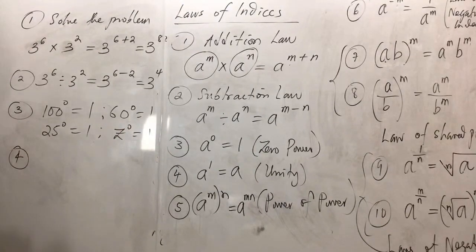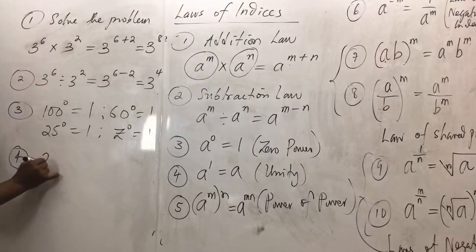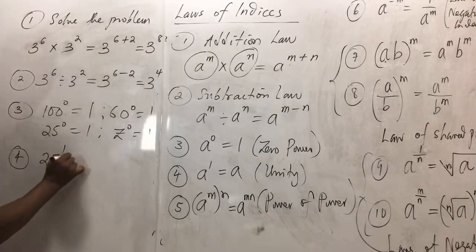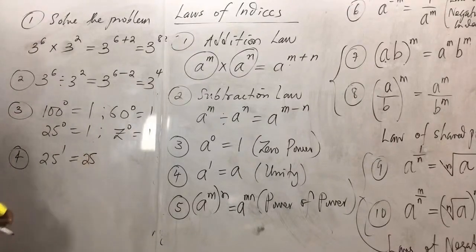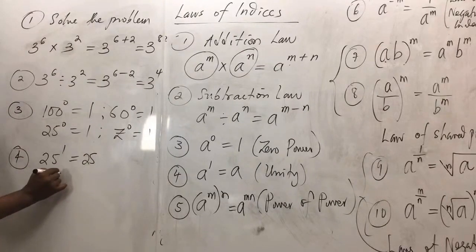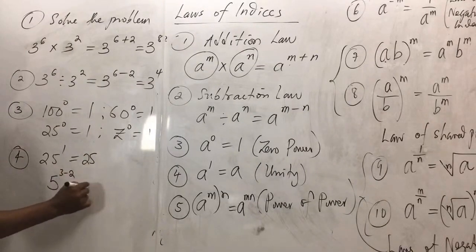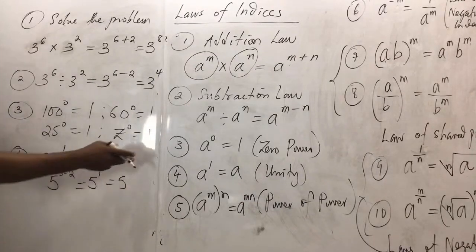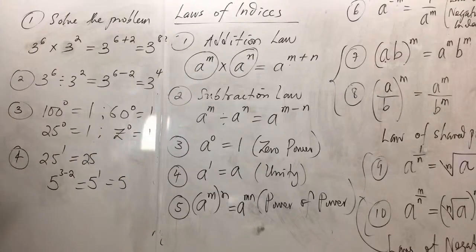So what kind of problems do you find in law number 4? What if you were given the problem 25 raised to power 1? What is 25 raised to power 1? Any number raised to the power of 1 is the number itself. So 25 raised to power 1 is 25. What if I gave you a problem like this? 5 raised to power 3 minus 2. 5 raised to power 3 minus 2 would give you 5 raised to power 1, which ends up giving you 5, because 5 raised to power 1, according to that law, is 5.